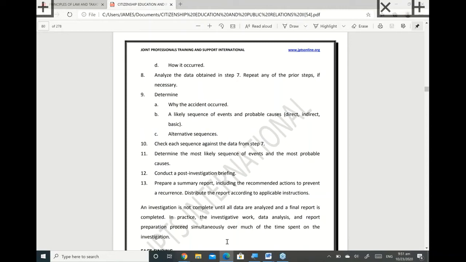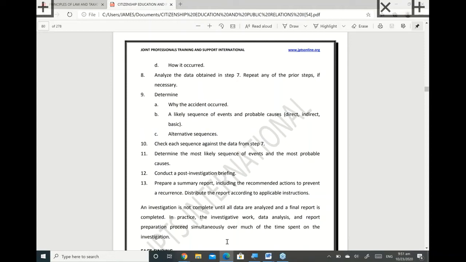What are the alternative sequences? What led to the incident? There are some of the things that can be alternative sequences. Then step 10, check each sequence against the data from step 7. You check the sequence, how it occurred, when it occurred, the things that prompted the occurrence. You need to check them. Then determine the most likely sequence of events and the most probable cause. Then you'll be able to determine the cause of the accident.